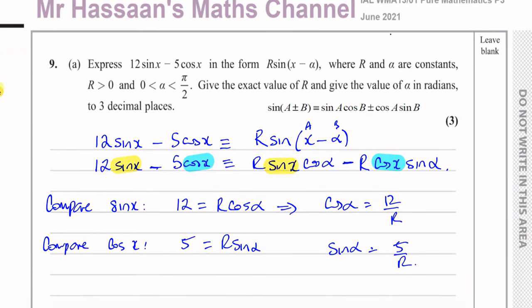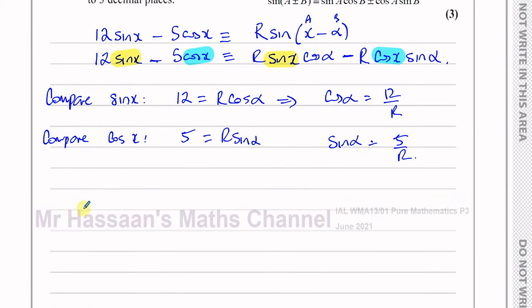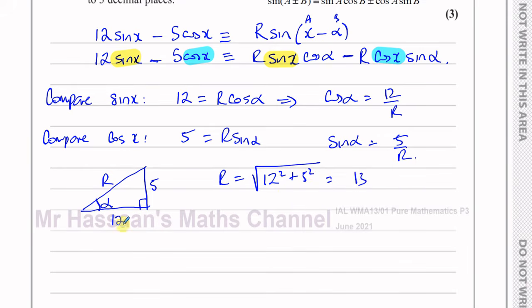So there's a number of ways we can continue from here. One way is to make a right angle triangle. Let's call this the right angle, and this alpha. We know that the cosine of alpha is 12 over r, so adjacent over hypotenuse, and the sine of alpha is 5 over r, so that's opposite over hypotenuse. So we can find r using Pythagoras. r squared is the sum of the squares of the two other sides, because this is the hypotenuse. So r is going to be the square root of 12 squared plus 5 squared, which is 13. It's a 5, 12, 13 triangle.